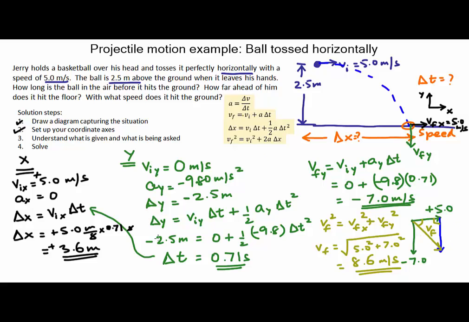So to recap, it didn't look like this problem gave us much information. It only gave us 2 things and asked for 3 things. That seemed to be an unfair bargain. But when we set it up and go through the steps, we solve the problem to obtain all 3 unknowns. We know that it's going to spend about 0.71 seconds in the air. It doesn't take that long to fall to the ground. It goes 3.6 meters ahead of him before it hits the ground, and it hits the ground with a speed of 8.6 meters per second.